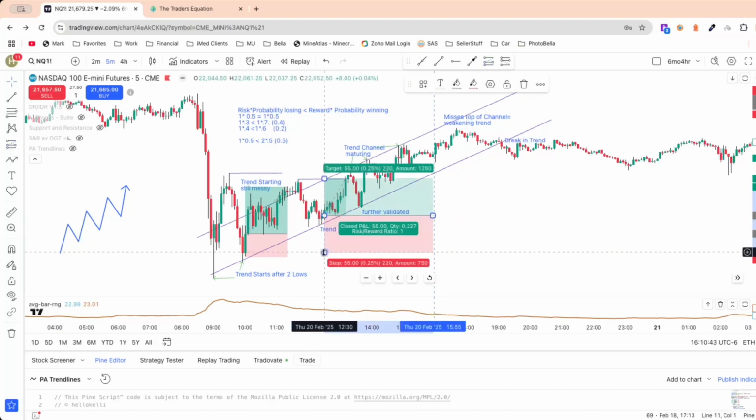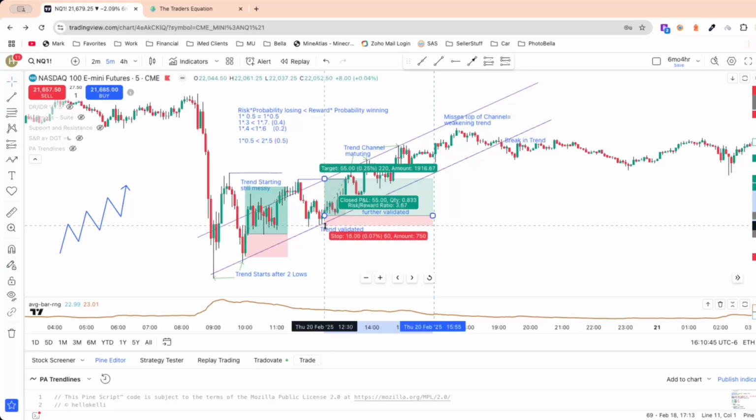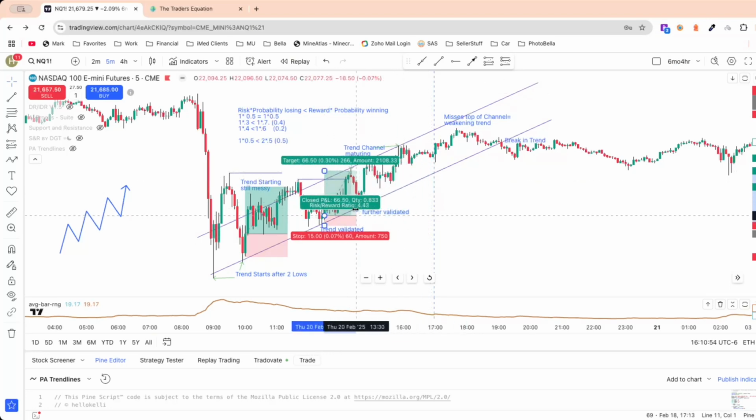So let's see what this is. Even if we did it below the red bar to be safe, right here, automatically we can get a 1 to 4 risk to reward ratio very easily. We can get over 1 to 4.